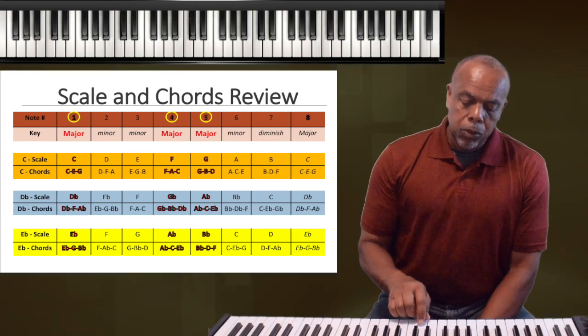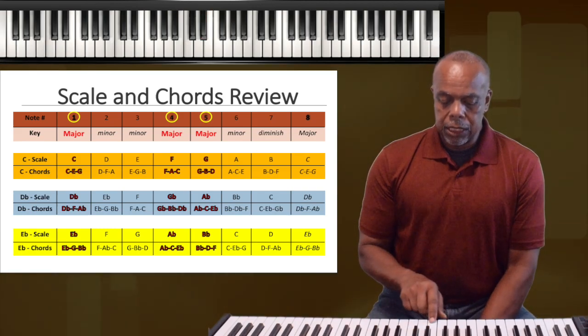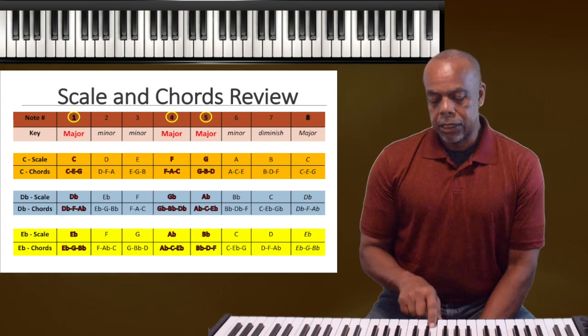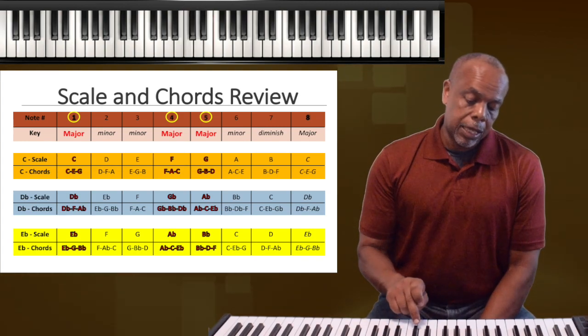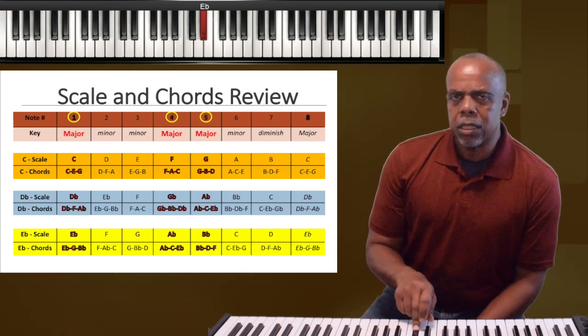Now, E flat would be that little black key right there. Because C, D, that would be E, and if I drop back a half step, that gives me E flat. This will make sense as we go into the song.